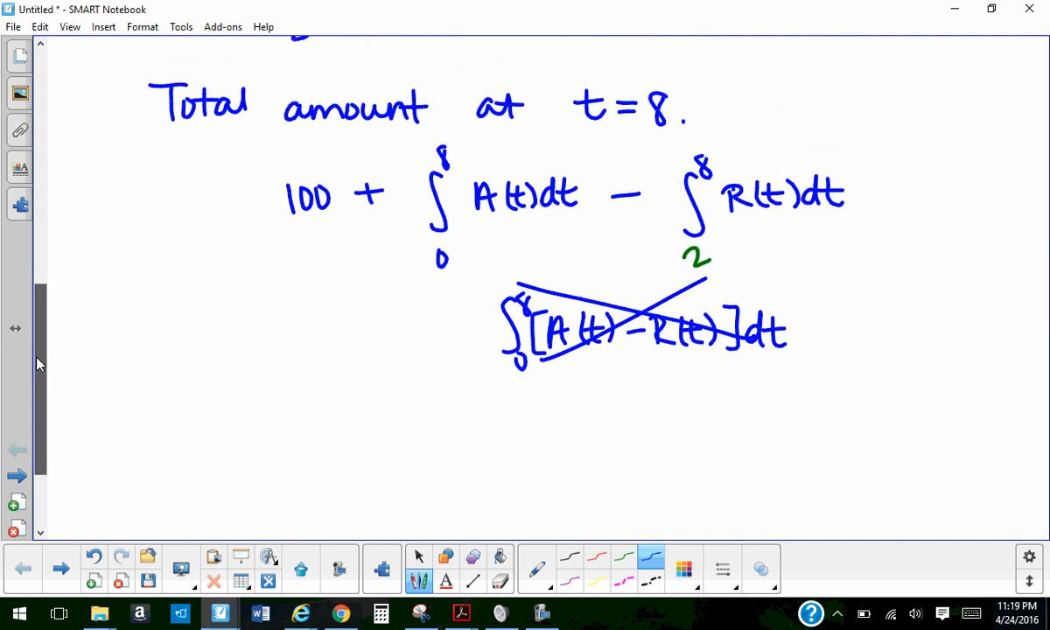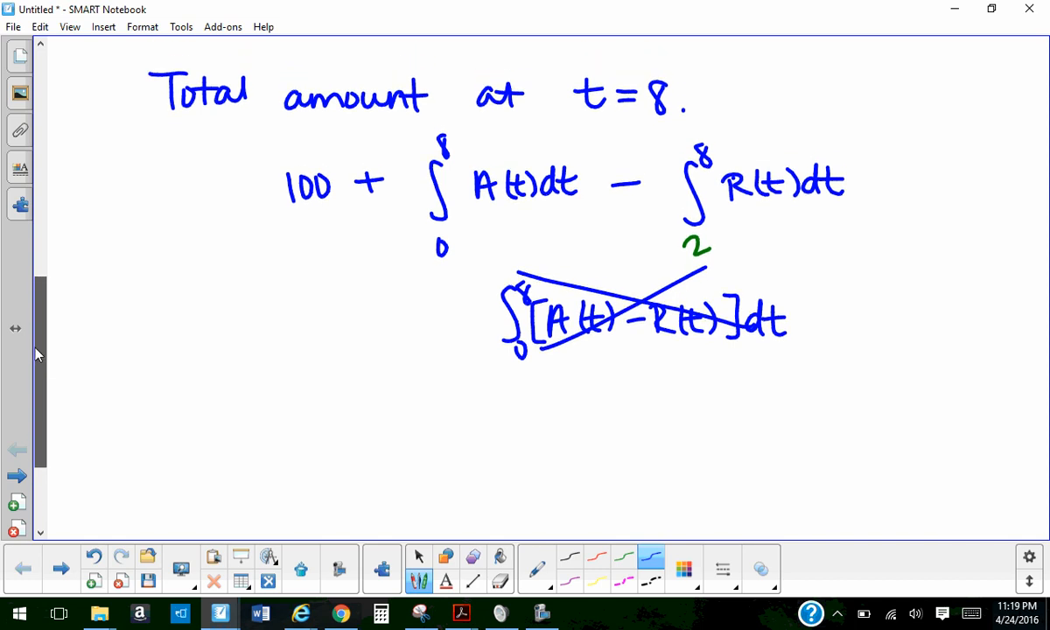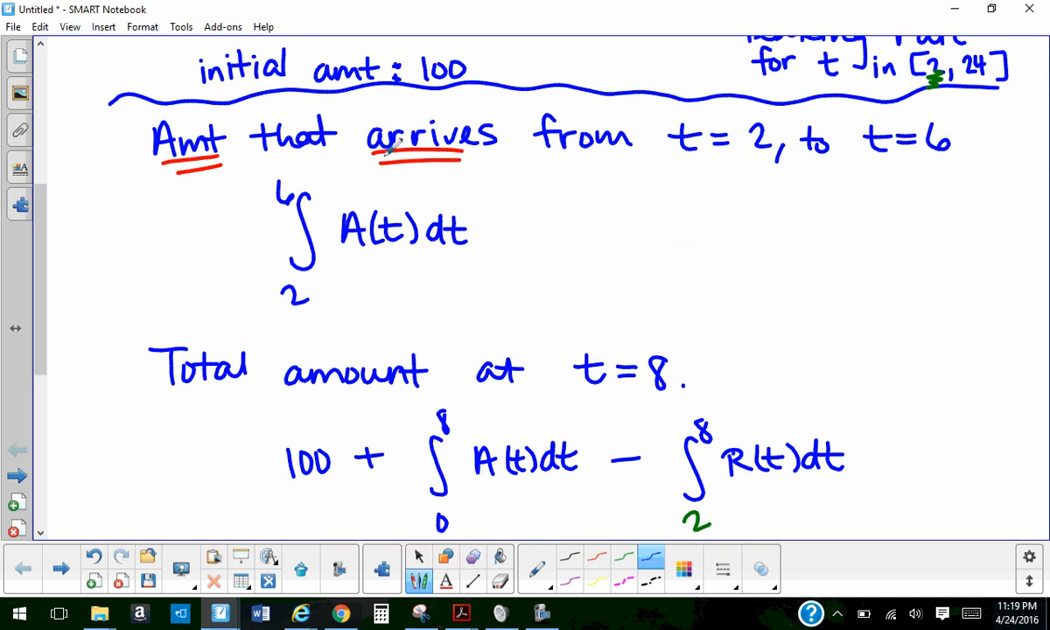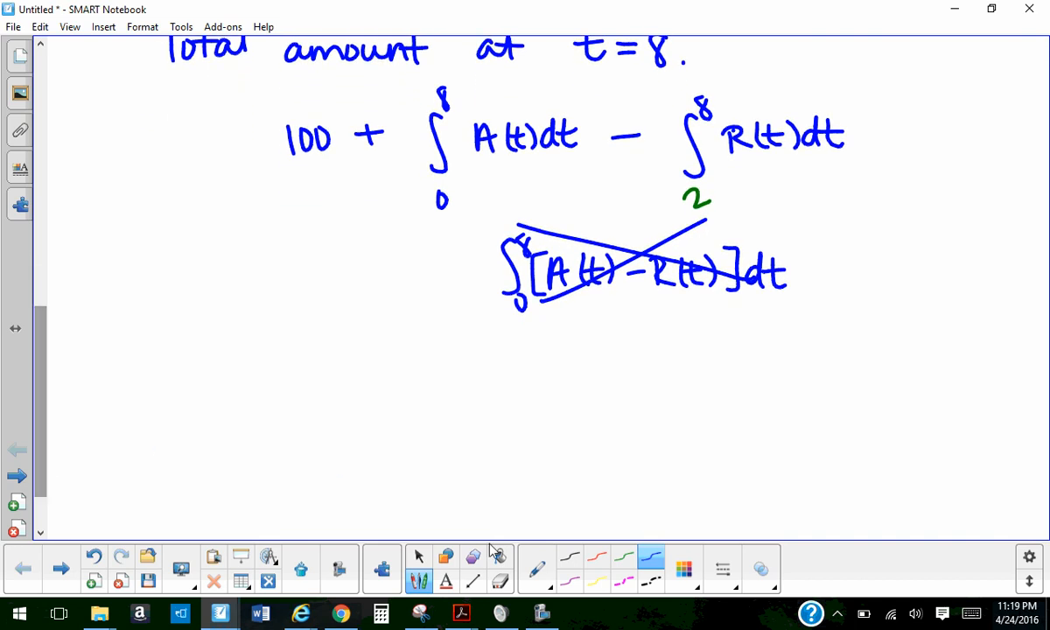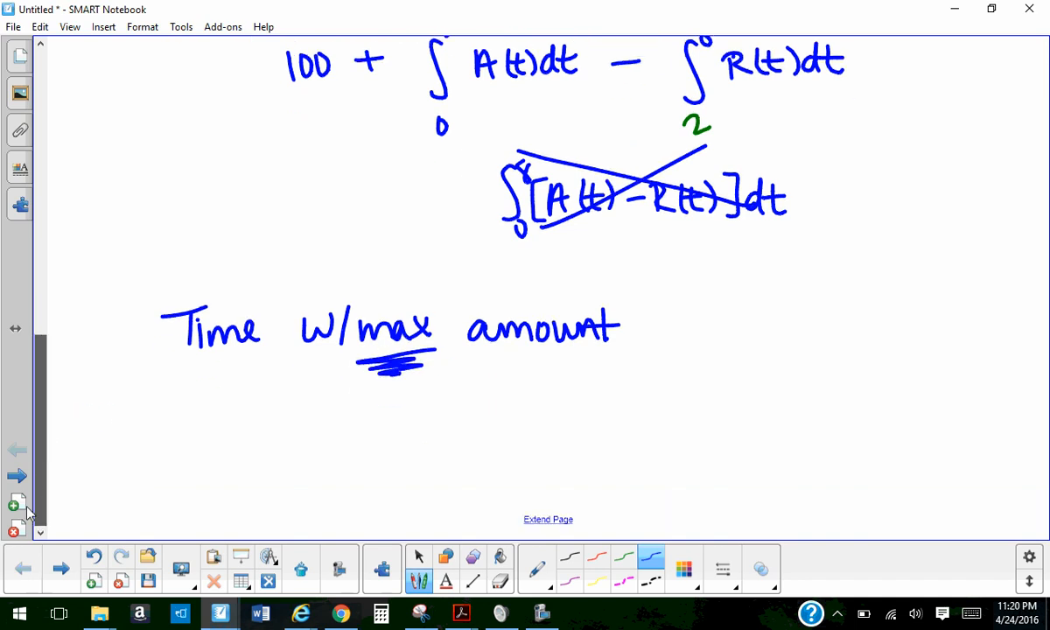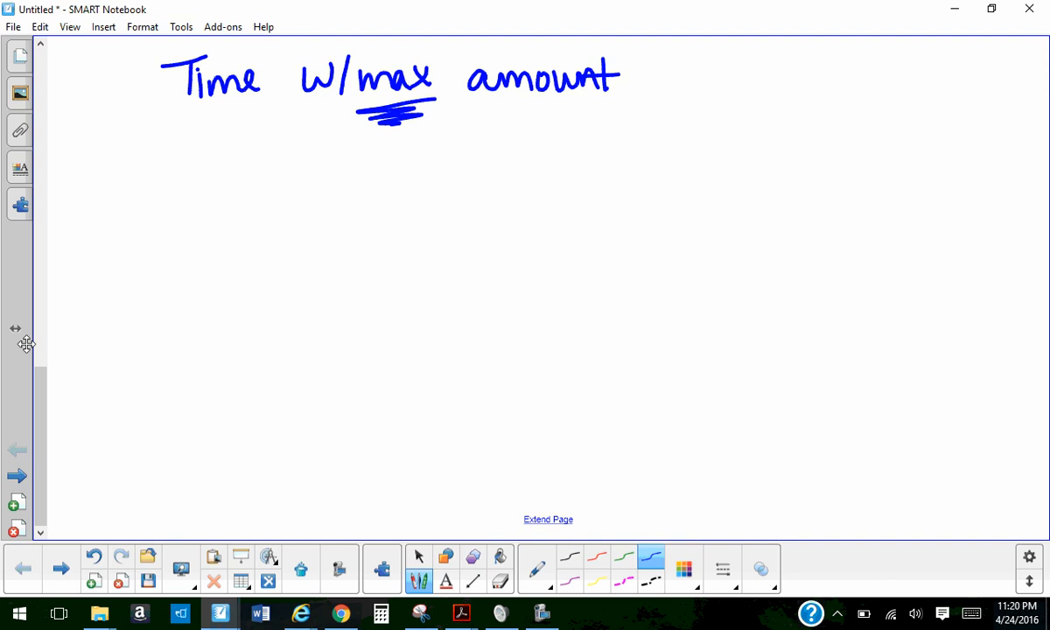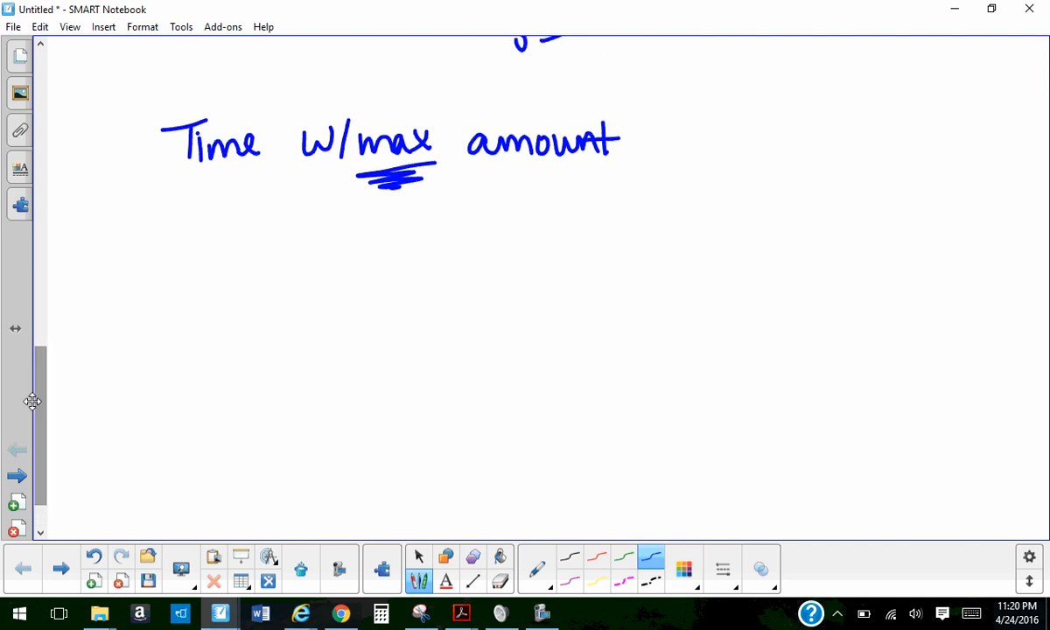Okay. The other thing that they might ask you, so the difference between the amount that arrives versus the total amount that you have, then they might want to know a time with a maximum amount. So in that case, if you want to maximize something, then you need to think about that thing that you're maximizing. You need to give it a name. And I would say A for amount, but I kind of can't because A is my arrival rate.